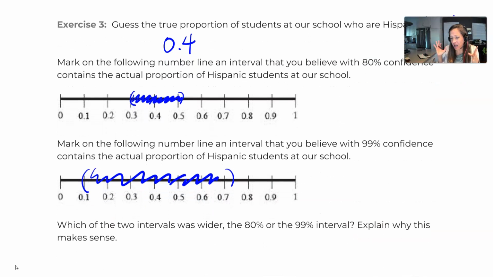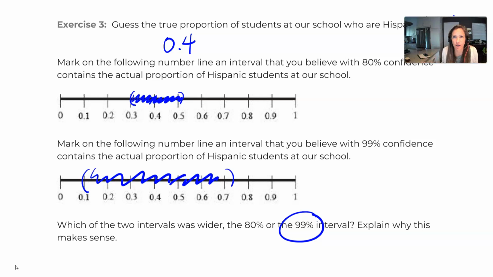So again, the idea here is not that we've made an interval that is valid, but that we now really understand how that confidence level is associated with the width of our interval. So what we should have noticed, hopefully, even if you did this on your own, is that the 99% confidence interval is wider because we're building a parameter catcher, right? And we are more likely to have caught the real value if we have a bigger interval.